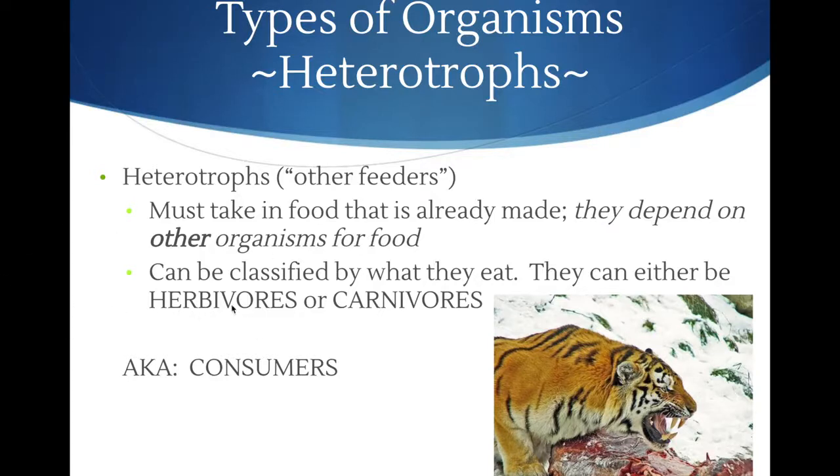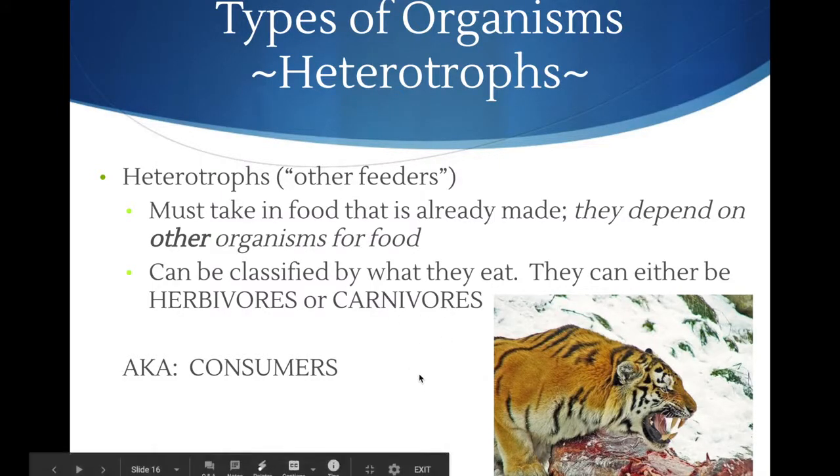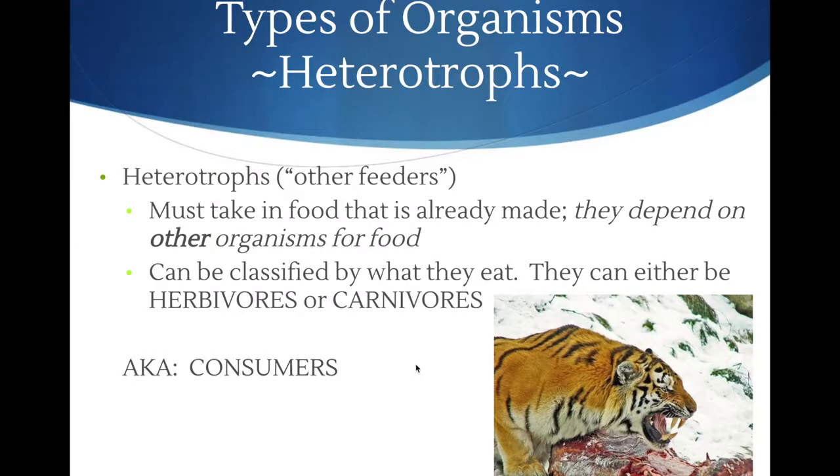They might be herbivores that eat plants only. They might be carnivores that eat animals only. There's also omnivores, which I believe is on a later slide, and those will eat both. Most of us humans are omnivores because we eat both plants and animals. Some people only eat plants. There are some people that only eat animals, but I bet you they're much fewer and further between because a lot of things have plants in them.